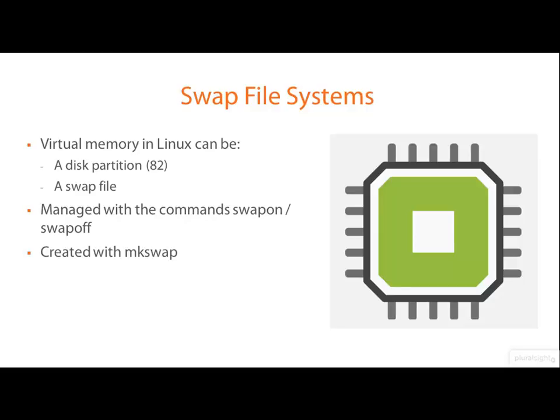We format the swap space with mkswap, whether it's a partition or a file. What we're really doing here is just writing header information to say that this is used by our virtual memory system. There is no actual file system that is put on by mkswap, really just writing the header information as we mentioned.